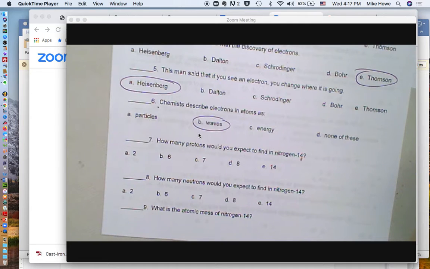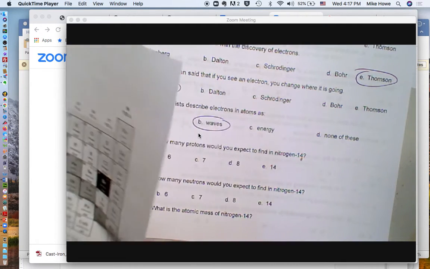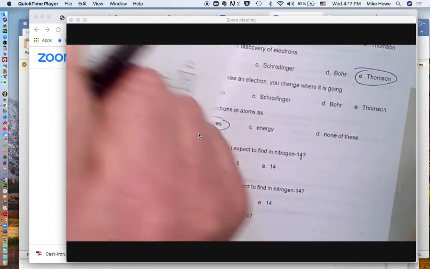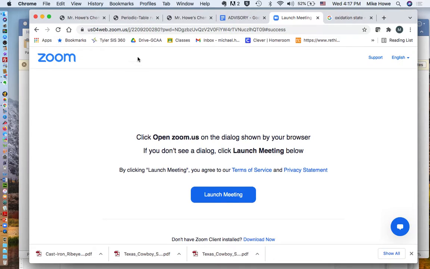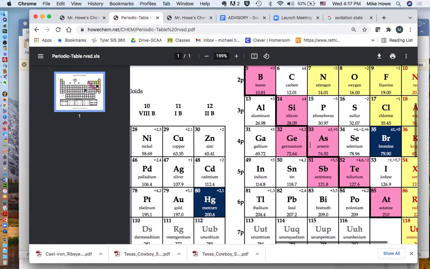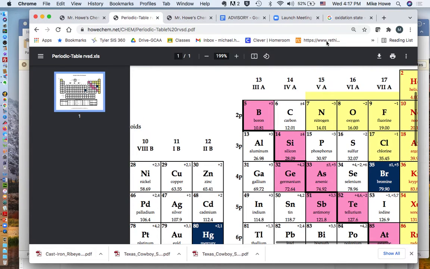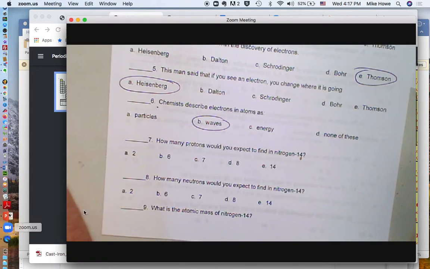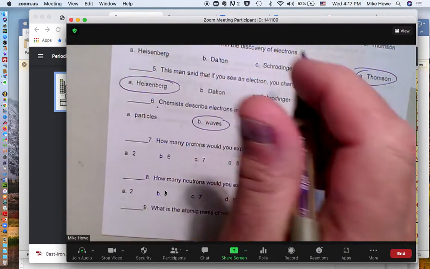When we get to these next questions, we need a periodic table, so I went and grabbed one. Number of particles you expect to find in nitrogen-14. Well, if it's nitrogen, it's N right there. Or if you need to, you can go to my periodic table on my website. And nitrogen, you see, has 7 protons. So the number of protons in nitrogen-14 would be 7.